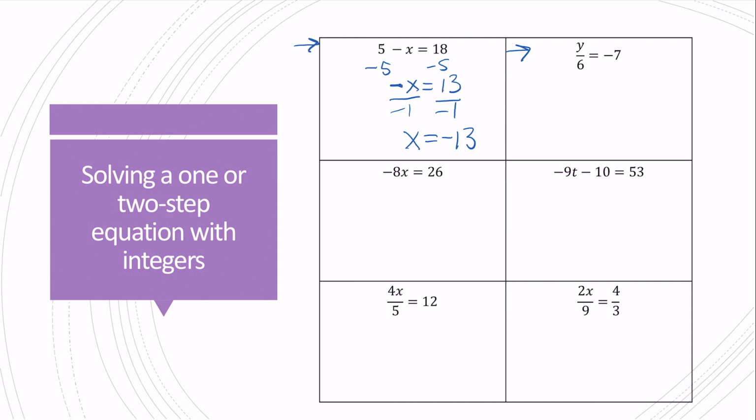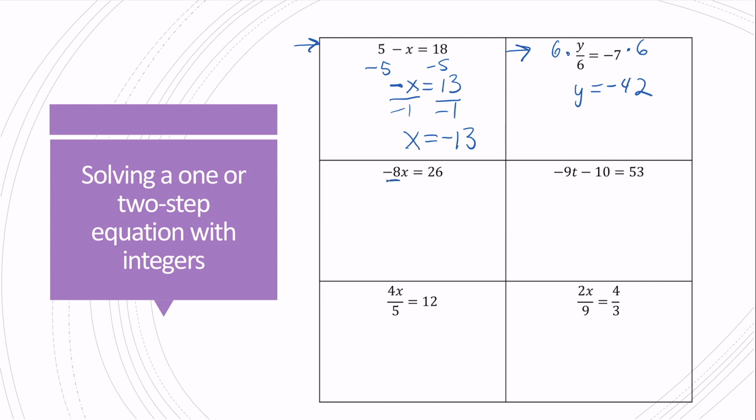For our second example, I have y over 6 is negative 7. I need to get rid of that 6, so I'm going to multiply both sides by 6 in order to get that denominator to cancel. I have y equals negative 42. And if you didn't know how to do that in your head, feel free to use a calculator to check yourself.